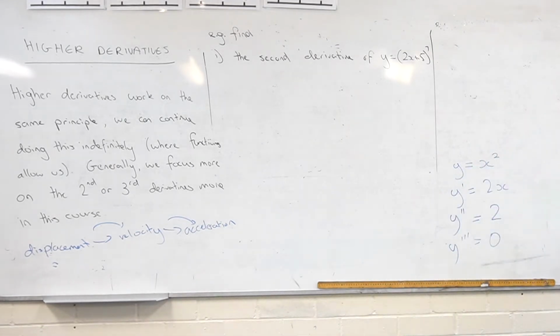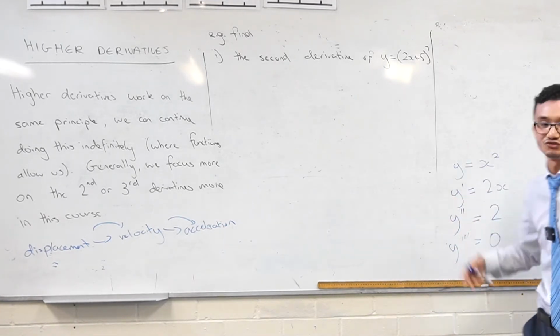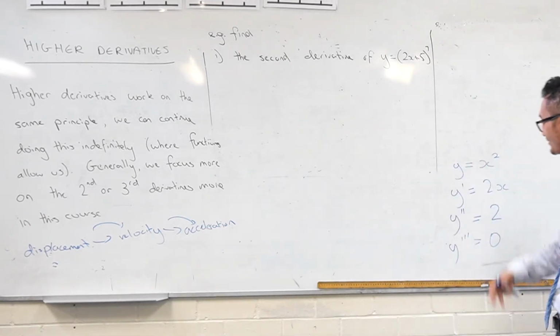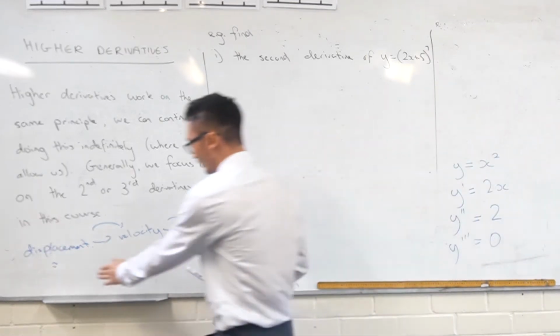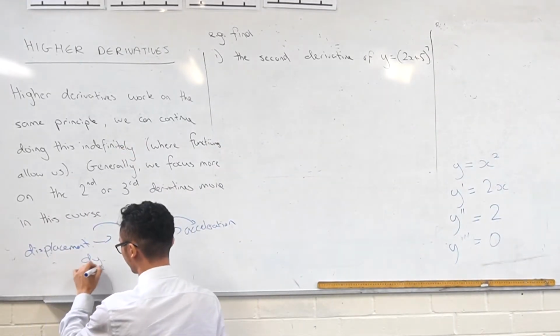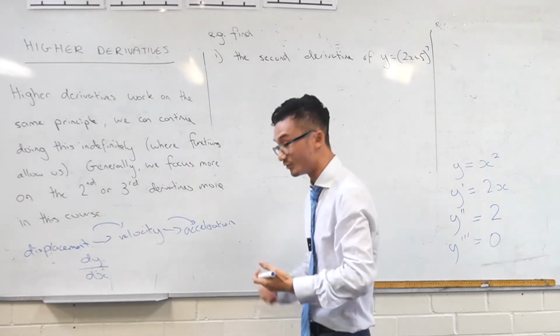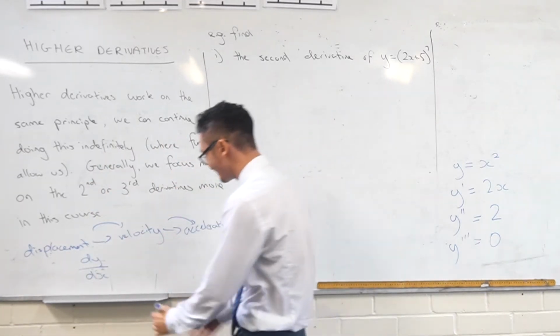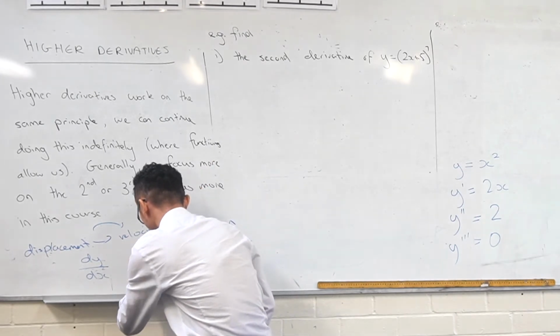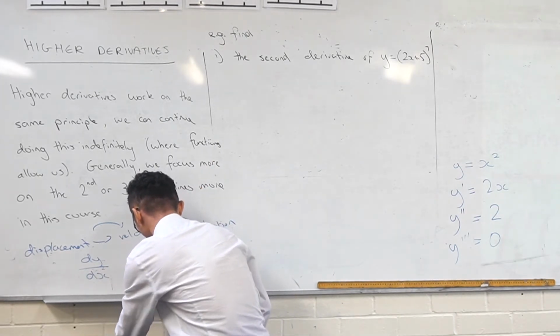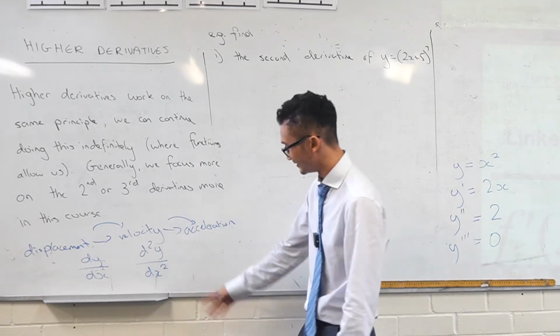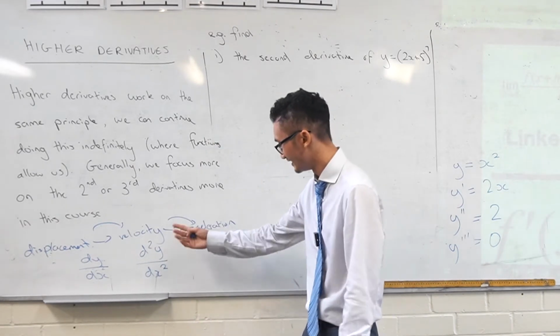I do want to mention something about notation though, because this is not the only notation you've used to represent derivatives, right? You have some other ones. So for example, dy dx, that's your first derivative. Now what would the second derivative look like? Well, that's a little bit different. It actually looks like this. You could say it as d squared y, or we say d2y dx squared.